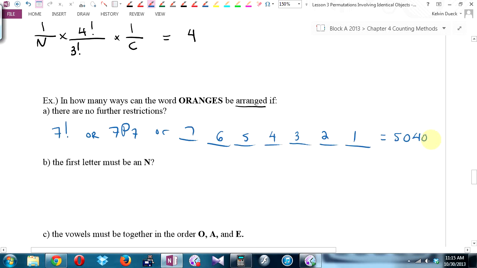What if the first letter has to be an N? Okay. First letter has to be an N. How many ways can I pick an N? 1. Any other restrictions? So what's left? 6, then? What's the short way to write 6, then 5, then 4, then 3, then 2? Okay, 6 factorial. It's going to be 1 times 6 factorial. Rachel, am I going to bother actually multiplying by the 1? No. I'll write it, though, so I know I took care of it. 6 factorial, 720? Yeah?